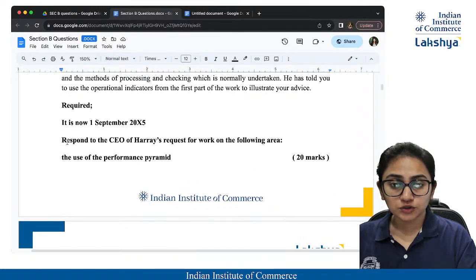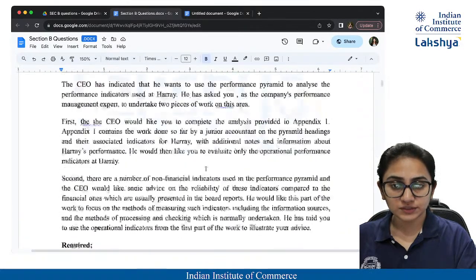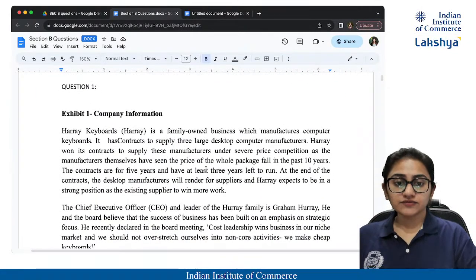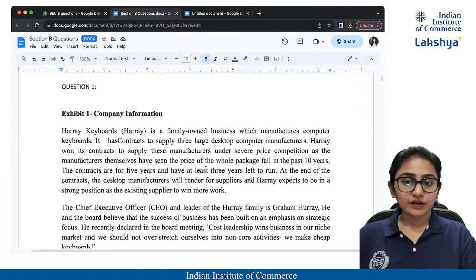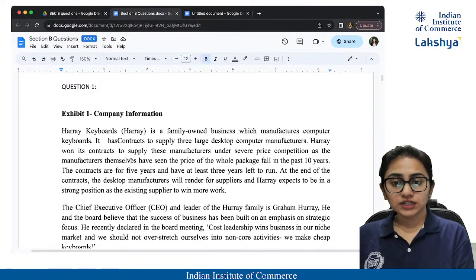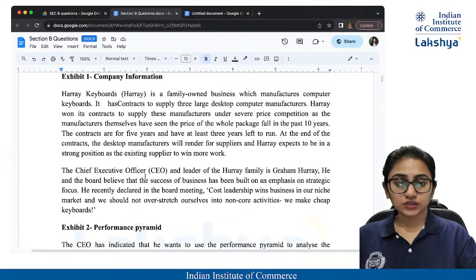So you have to respond to the CEO of Harry's request for the work on the following area, that is the use of the performance pyramid. Let's see. Harry Keyboards. Harry is a family-owned business which manufactures computer keyboards. It has contracts to supply 3 large desktop computer manufacturers. Harry won its contracts to supply these manufacturers under severe price competition, as the manufacturers themselves have seen the price of the whole package fall in the past 10 years. The contracts are for 5 years and have at least 3 years left to run.